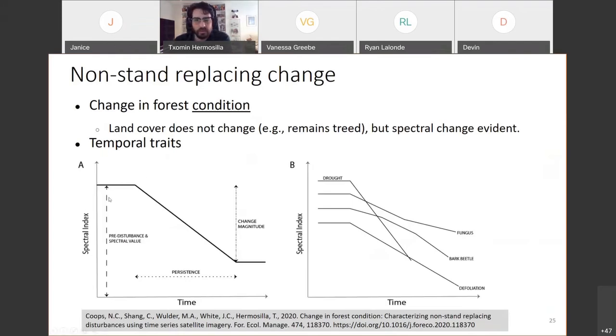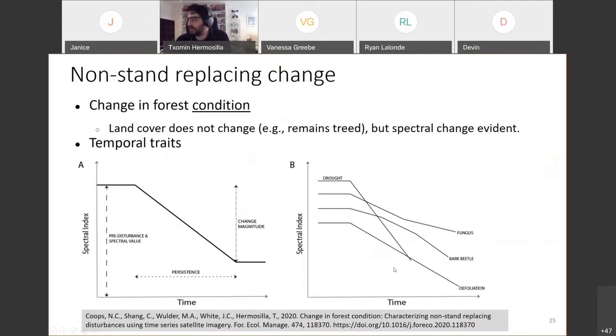So we use the pre-disturbance spectral value as information about the productivity of the forest that is affected. We use the persistence of that change, how many years it has taken for that trend to reach the bottom, and we also analyze the change magnitude. So our theory is that events like water stress will have a big severity, and they will happen faster than other changes like defoliations, that are expected to have a more gradual change and a longer persistence.